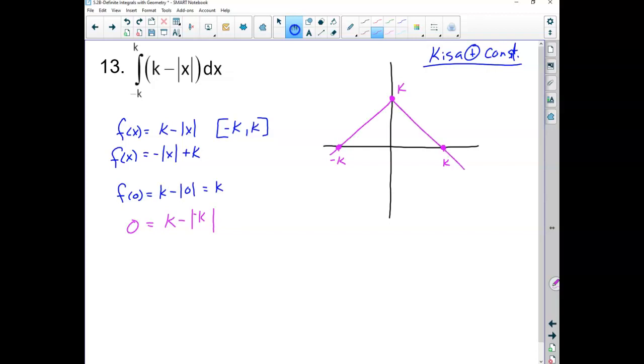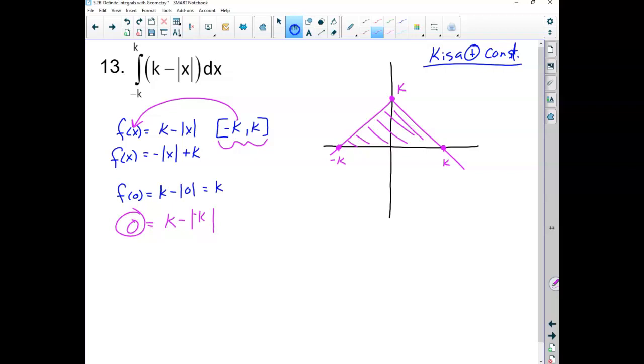There we go. And we want to know, what is it from negative k to k? Well, negative k to k is right there. The other thing I could have done is I could have just plugged these limits into the function and said, what is k minus the absolute value of negative k? And I'm going to get 0 the same way, however you want to do it. But here is the area we're looking for.